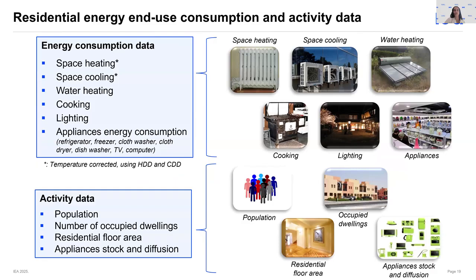For the residential sector, we first collect the energy consumption data by end use, which can be space heating, space cooling, water heating, cooking, lighting, and also appliances within the households. And also, we collect the corresponding activity data, which can be population, number of occupied dwellings, the residential floor area, and the appliances stock and diffusion.